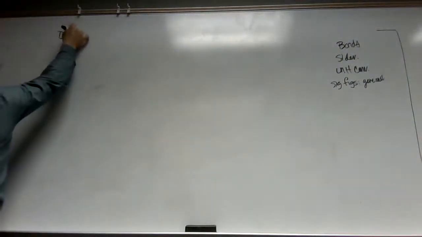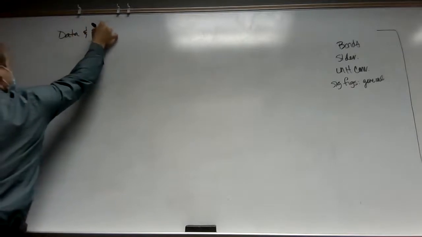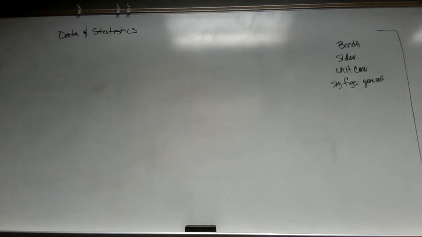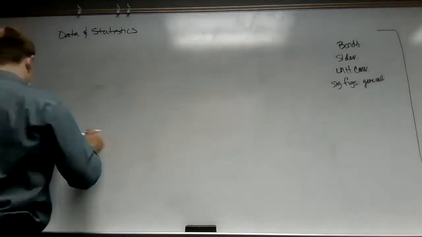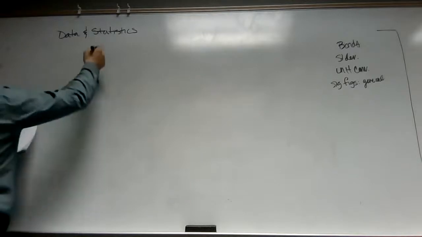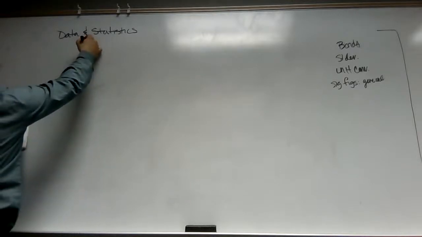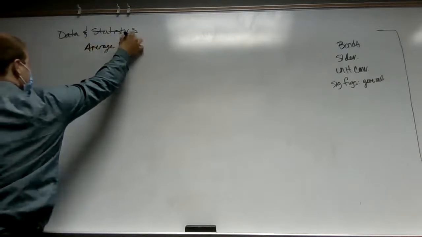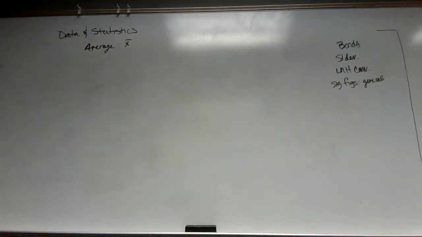We'll start with more of the number stuff and then move from there into chemistry. Data and so we have the average, abbreviated X bar.